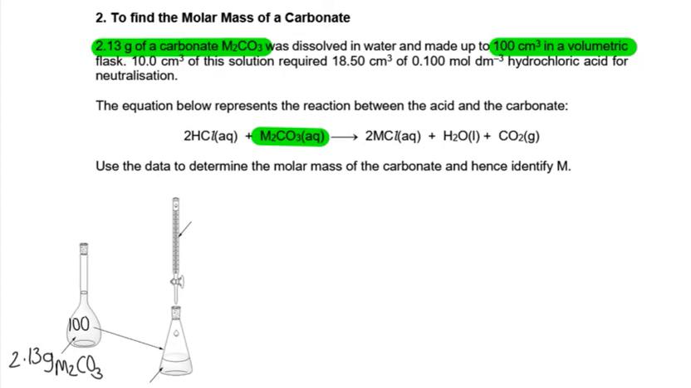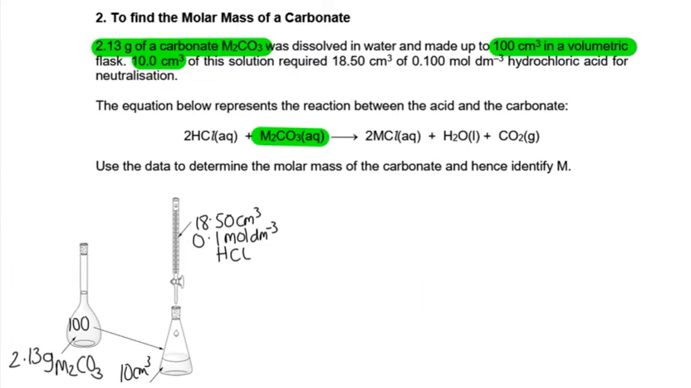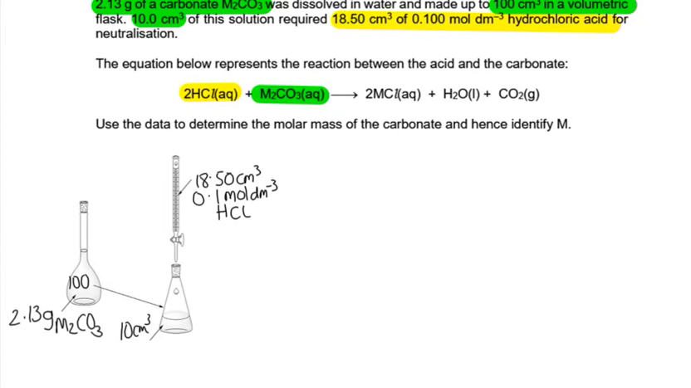We then took 10 centimetres cubed of it, so down here there's only 10 centimetres cubed of it, and we required 18.5 centimetres cubed of 0.1 mole per decimetre cubed HCl. This is the amount of hydrochloric acid which is here in our balanced equation. So let's use that information to calculate the MR, the molar mass of our carbonate.